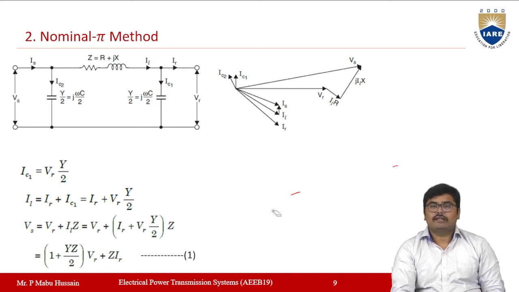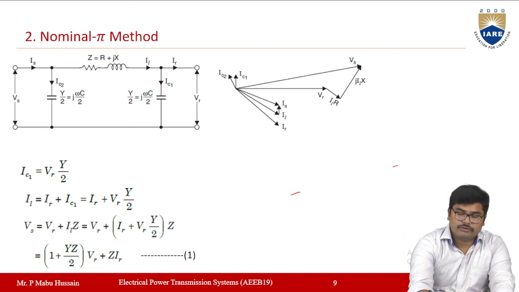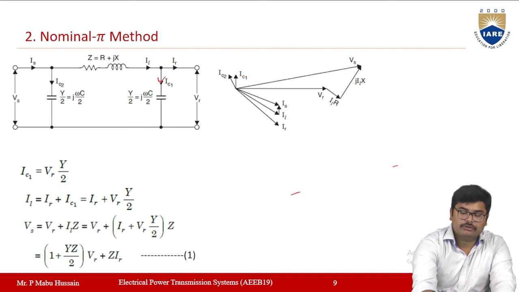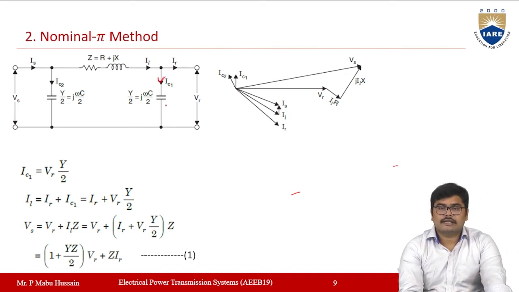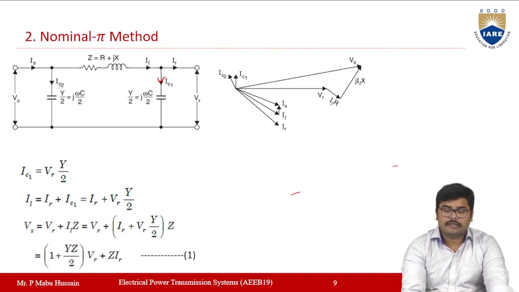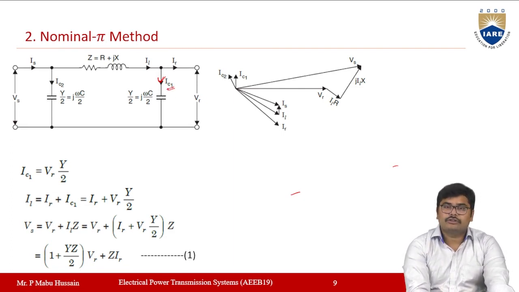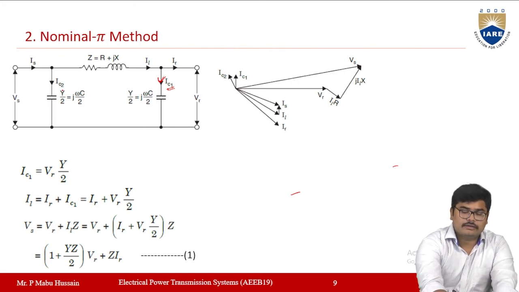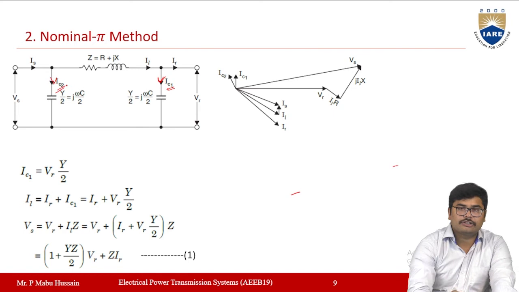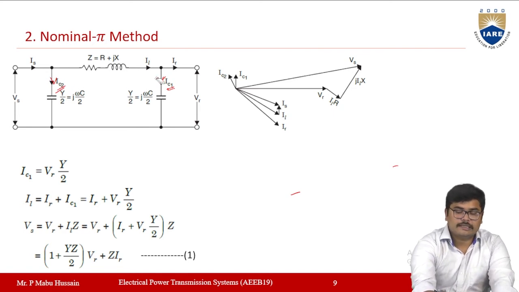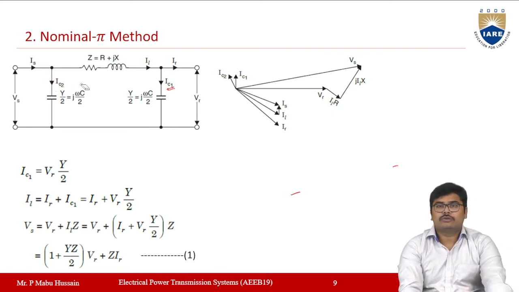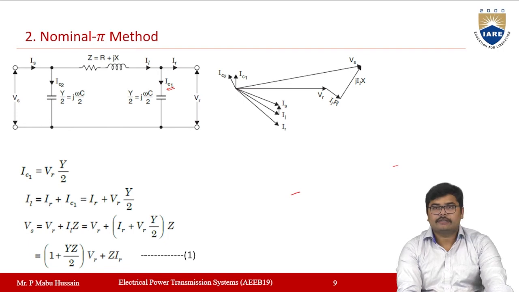Right, so from the equivalent circuit, observe the current flowing through the capacitance connected at the receiving end. Let us assume this value is IC1, and the current flowing through the capacitance connected at the sending end is IC2. IC1 and IC2 are the two currents flowing through the capacitances connected at the receiving end and the sending end respectively.